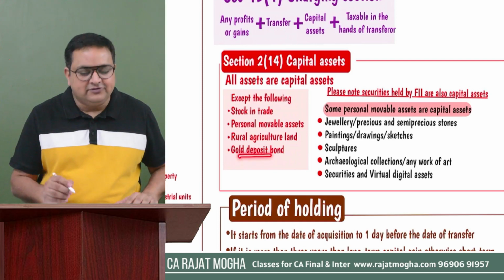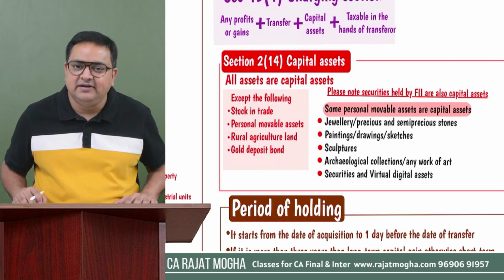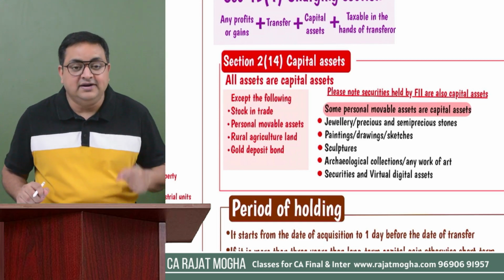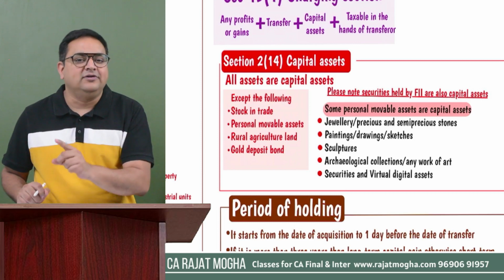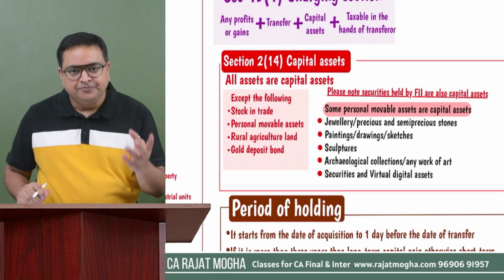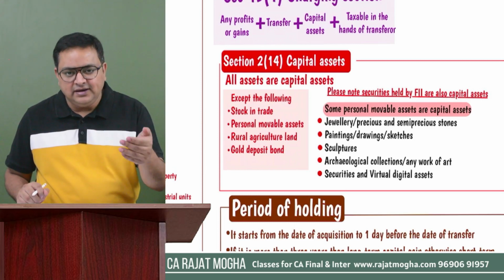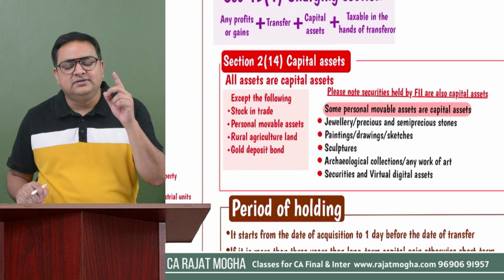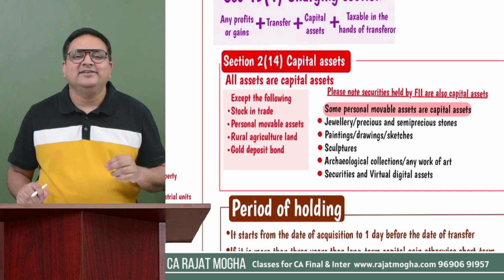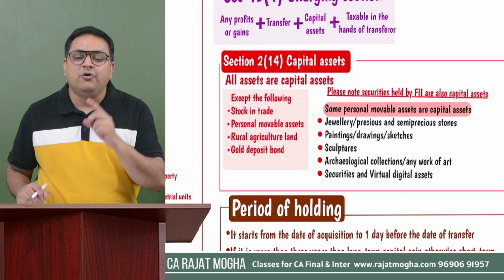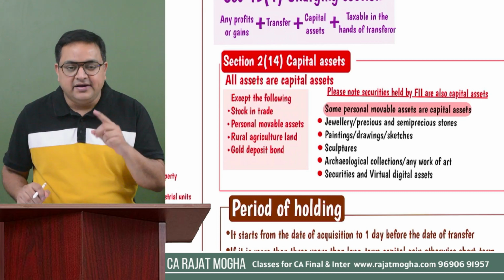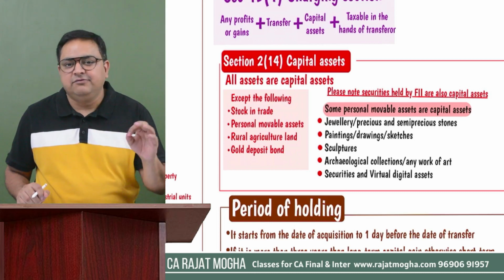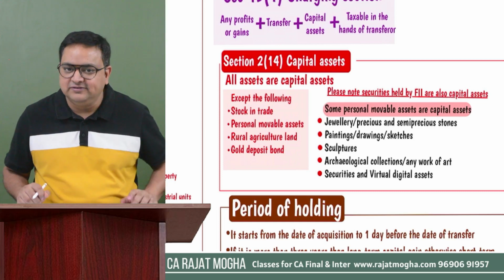And gold deposit bonds are also not considered capital assets. So if someone is transferring their gold deposit bond, then capital gain will not arise. It is different from sovereign gold bonds. Sovereign gold bonds are completely different. In sovereign gold bonds, if you sell, then capital gain will arise. But yes, there is one point covered under section 47. If sovereign gold bonds are redeemed in the hands of an individual, there will be no capital gain, which we will see in section 47.